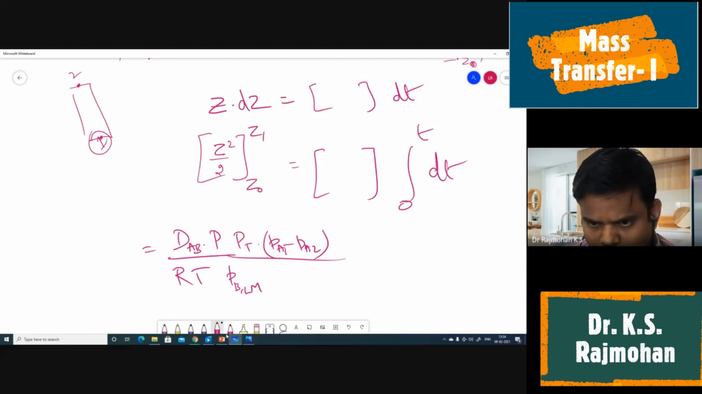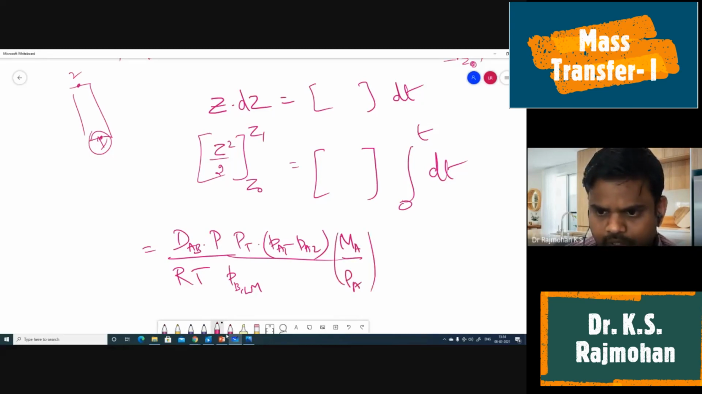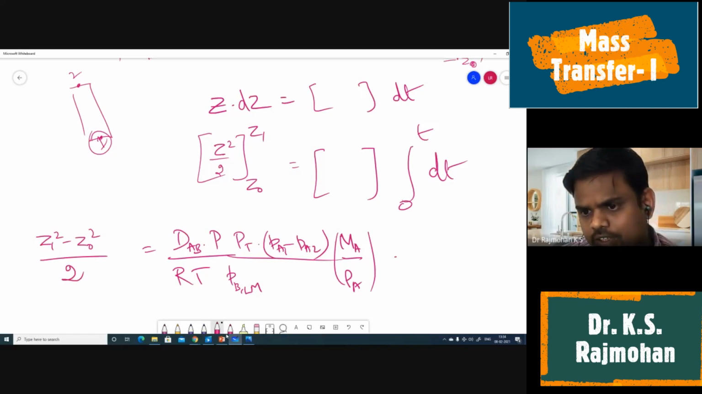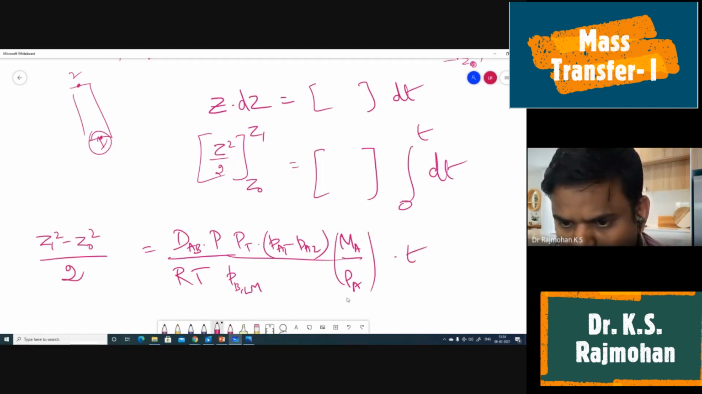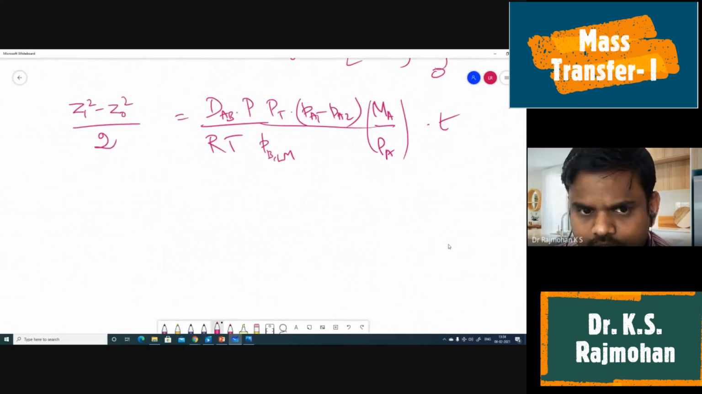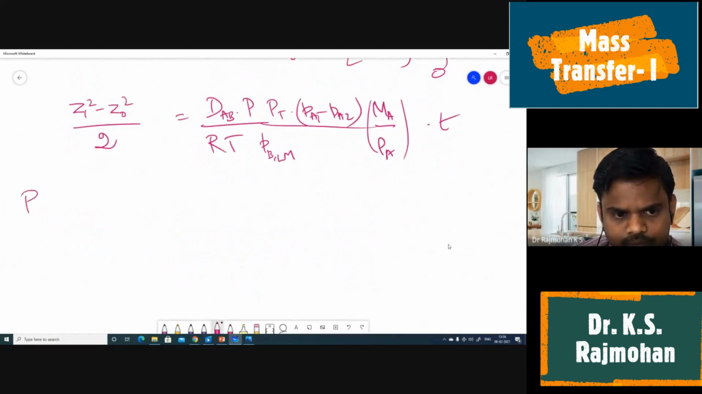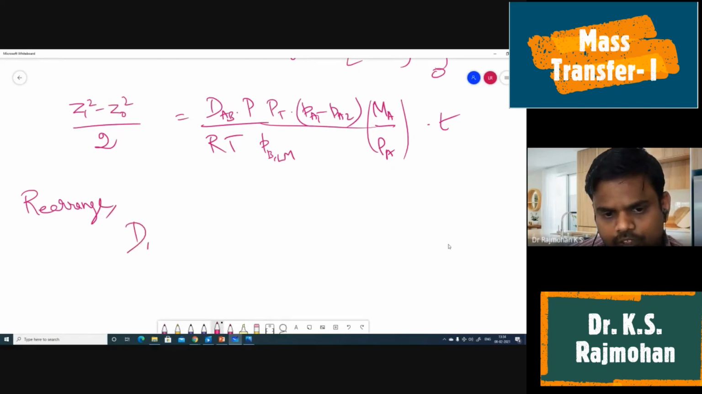into MA by rho A. Yes, MA by rho A. So all these terms will be there. On the left hand side we are going to have z1 square minus z0 square by 2, and on the right hand side we are going to have t. So if you rearrange, we have an expression for DAB.